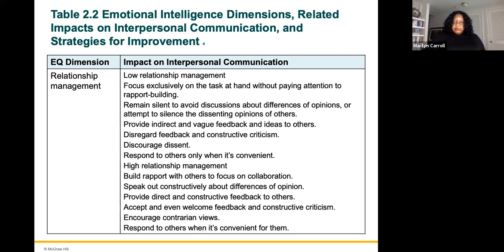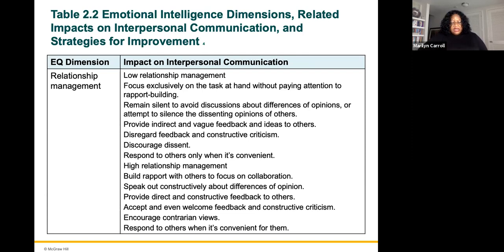Now, what about relationship management? At low relationship management, you're more focused exclusively on the task at hand without paying attention to rapport building. You remain silent to avoid discussions about differences of opinions or attempt to silence the dissenting opinions of others. You provide indirect and vague feedback and ideas to others, and you disregard feedback and constructive criticism. You discourage dissent. Respond to others only when it is convenient.